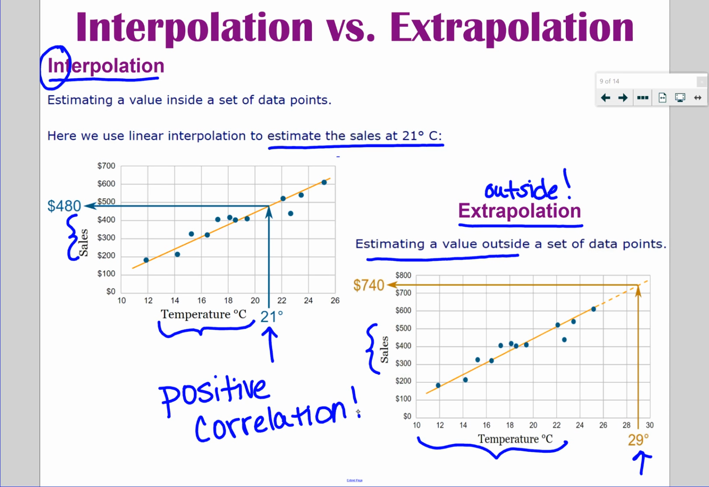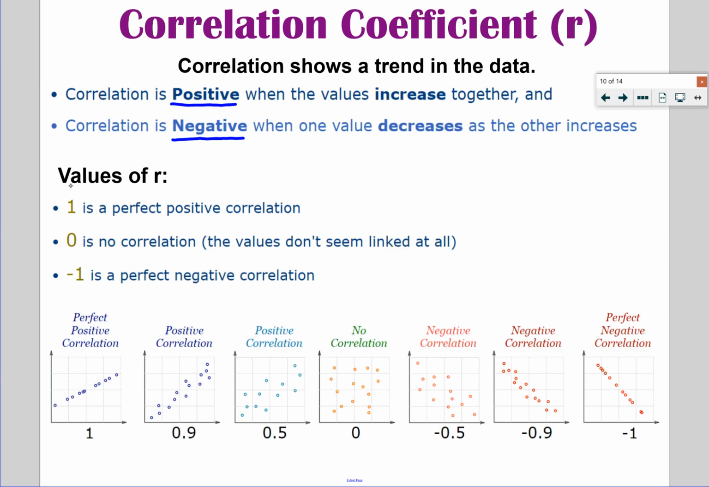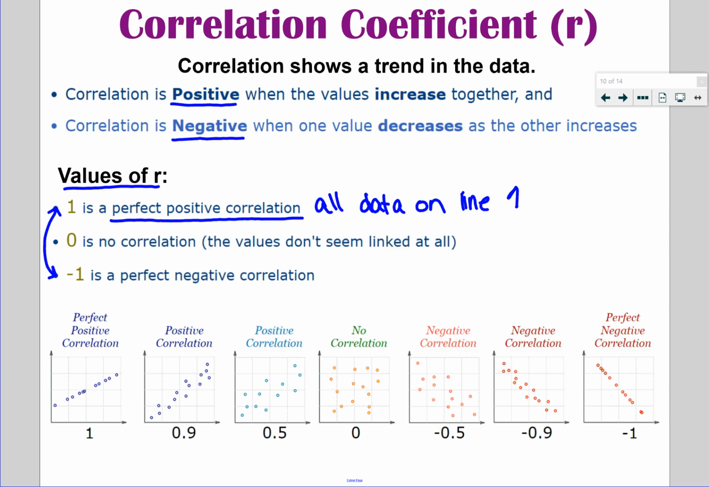Okay, if we saw that line going down as the temperature went up, the sales went down, we would say that it has a negative correlation. We're going to calculate R with our calculator in a little bit here. The possible values of R range from +1 to -1. +1 represents a perfect positive correlation, which means that all your data values are on a line that goes up. If you have an R value of -1, it means all your data values are on a line that's going down. And I have pictures of those down here.